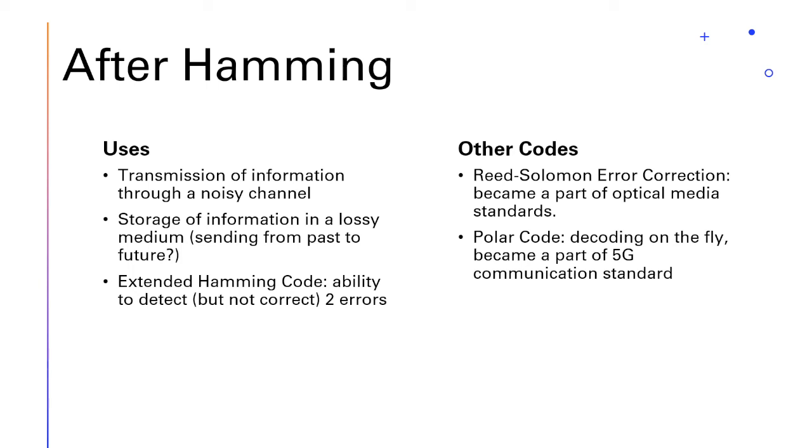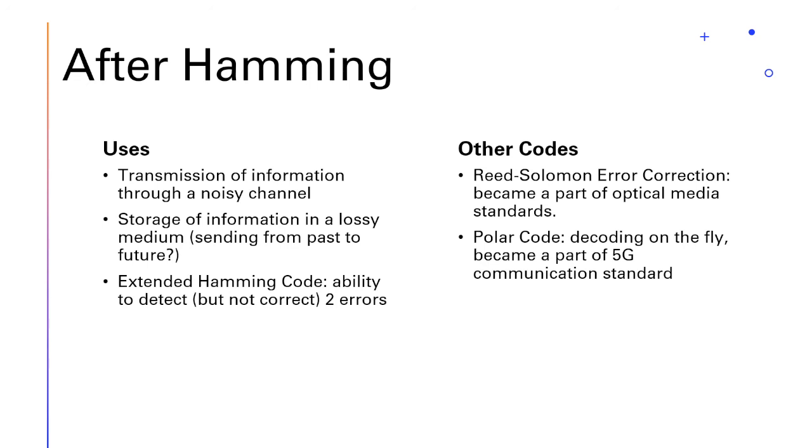Of course, Hamming code is not the only self-correcting error code to exist. A few years after Hamming published his finding, there was Reed-Solomon error correction. This error correction scheme made itself into the part of optical media standard. It is the reason why you could still play your CD, DVD, or Blu-ray discs, even though they're quite scratched up.